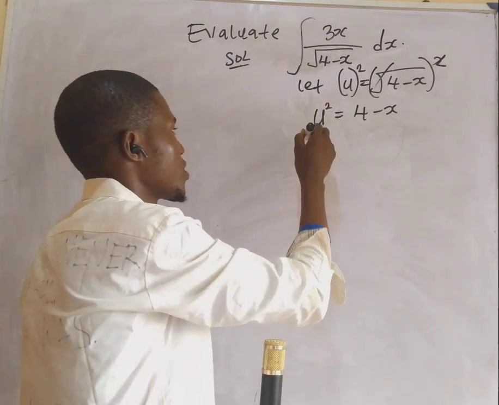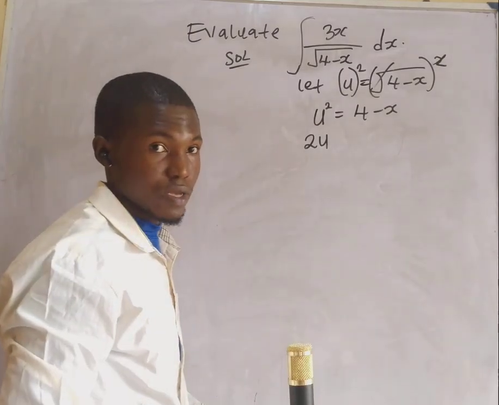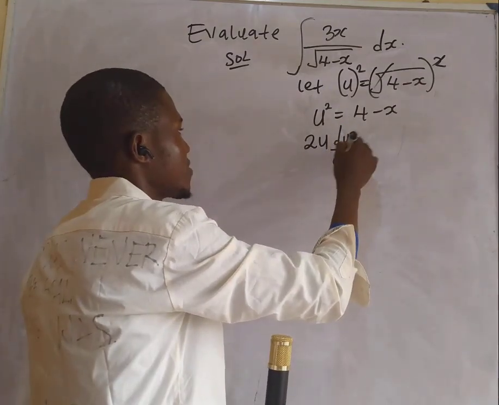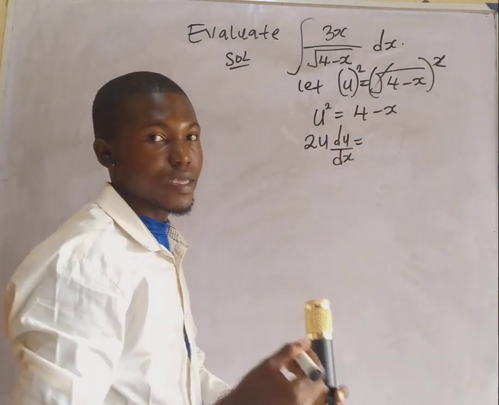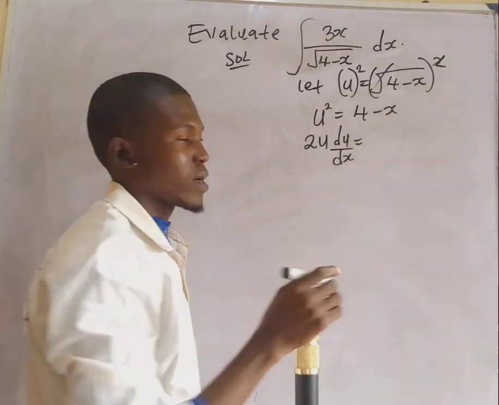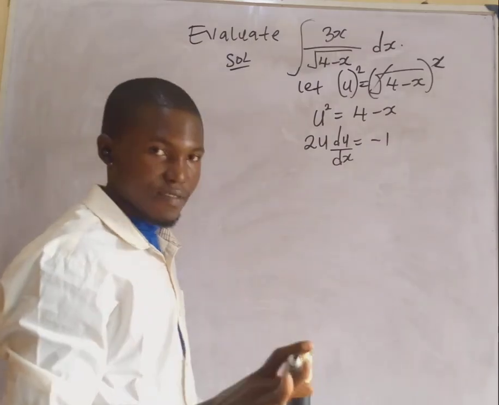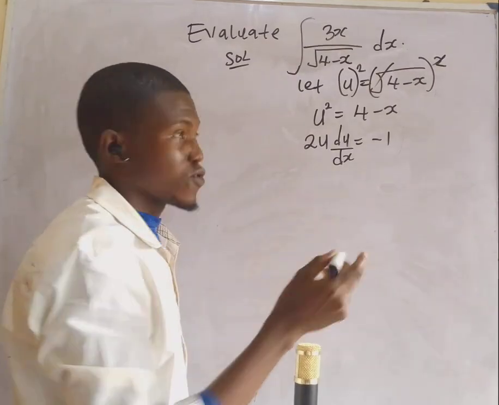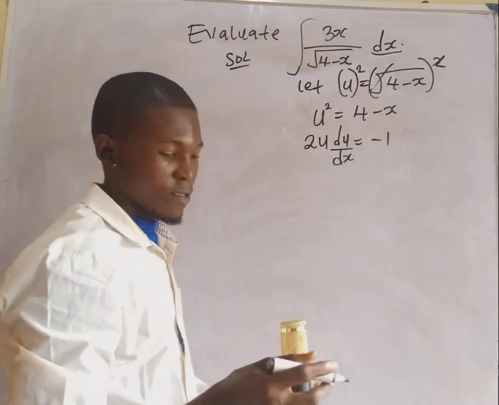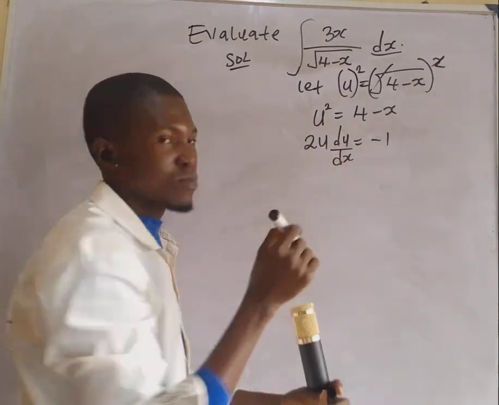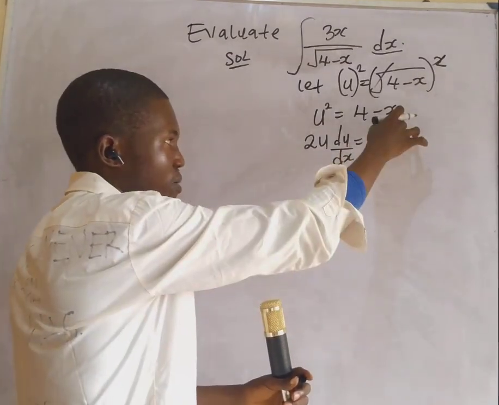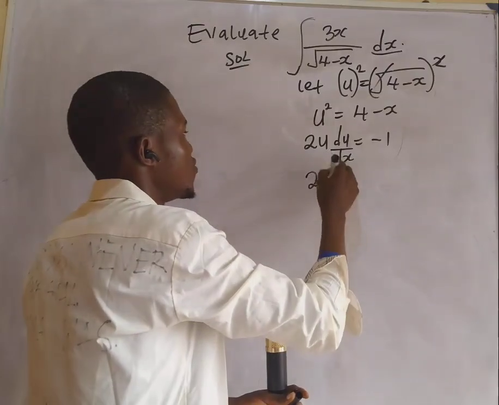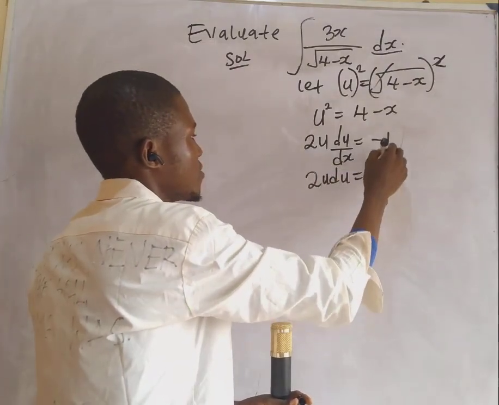Now let's differentiate this. When we differentiate u squared, we get 2u. I believe you know how to differentiate. So we have du over dx equals, when we differentiate a constant we get 0, and when we differentiate x we get 1, so we have minus 1. Next, make dx the subject, because in integration we are always integrating with respect to x. We cross multiply: dx times minus 1 gives minus dx. So we have 2u du equals minus dx.